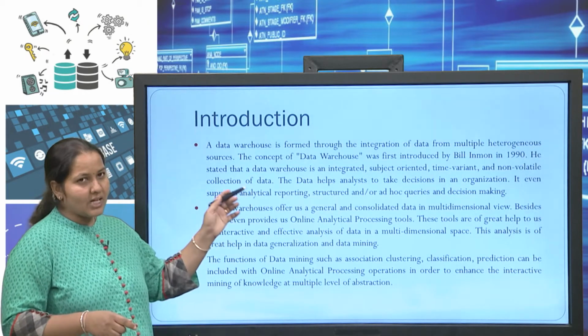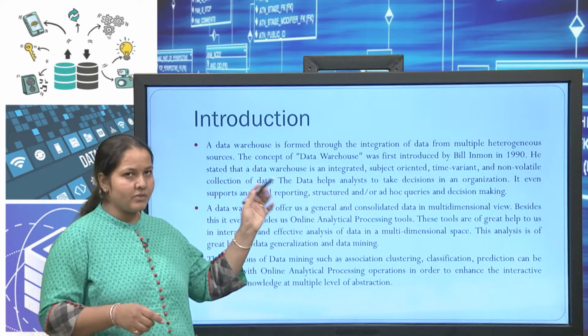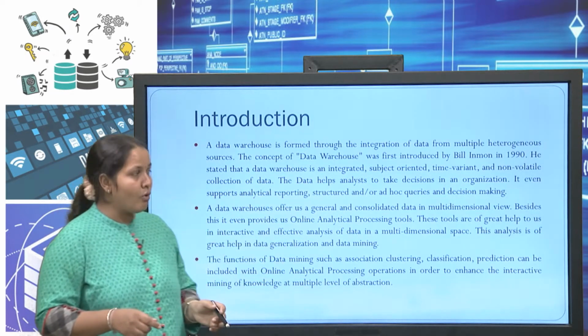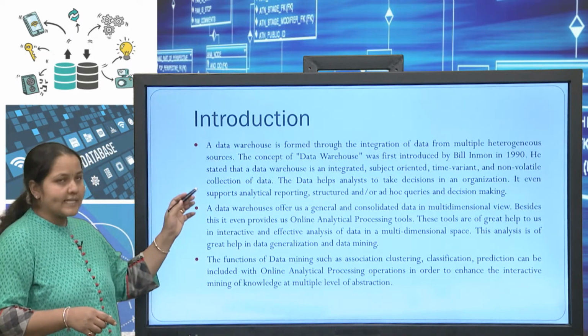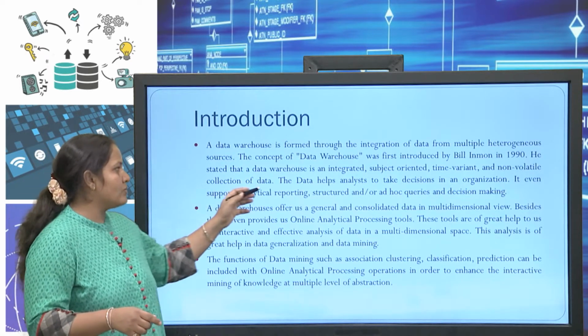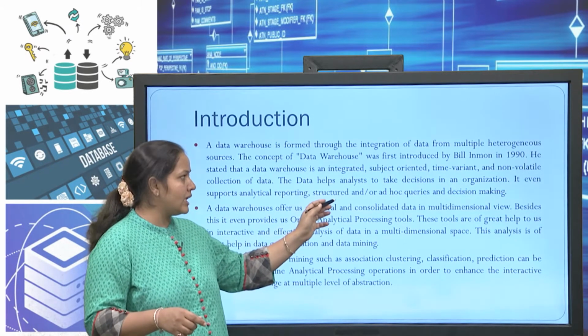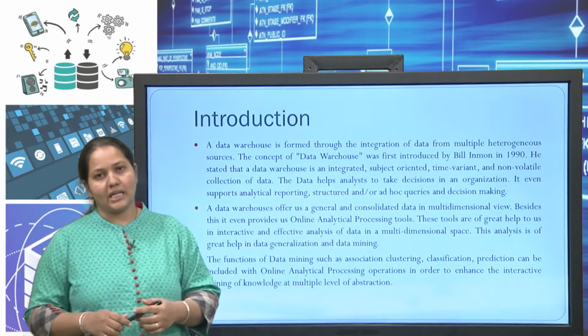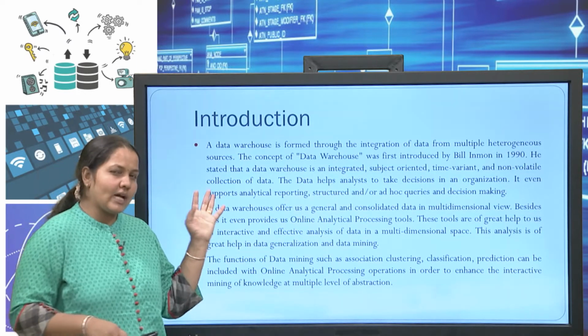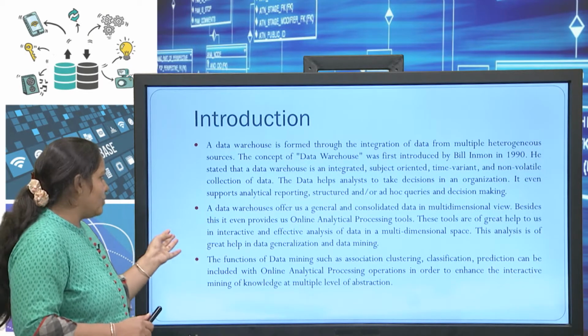This data warehouse concept first came from Bill Inmon in 1990. He stated that a data warehouse is integrated, subject oriented, time variant and non-volatile data. These are the four characteristics of a data warehouse.